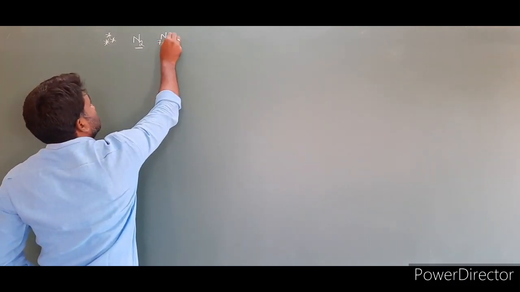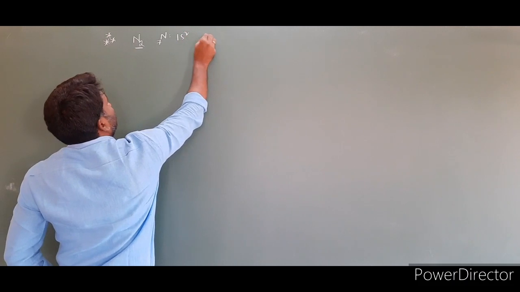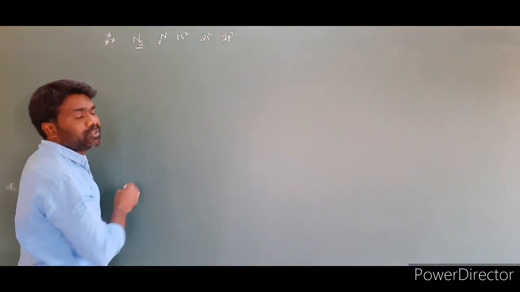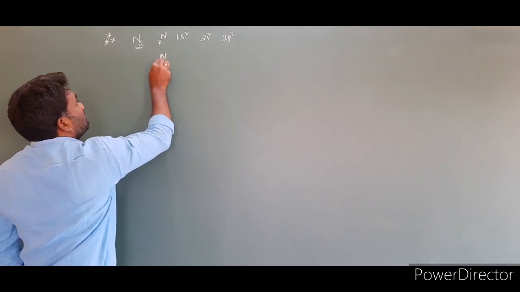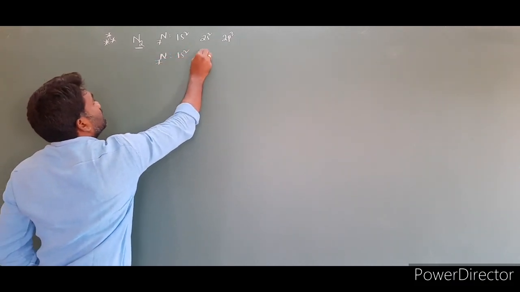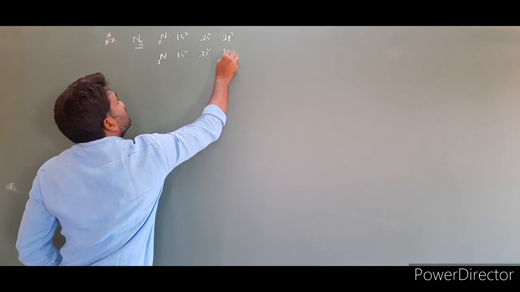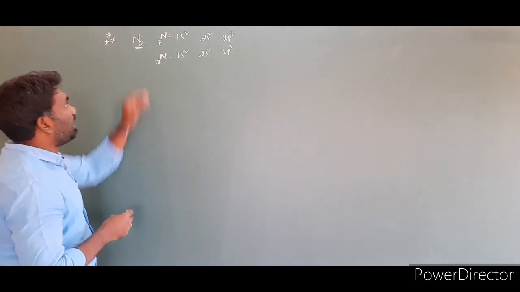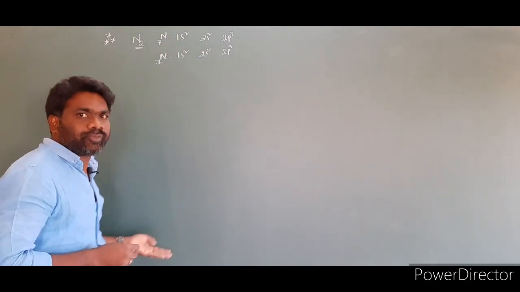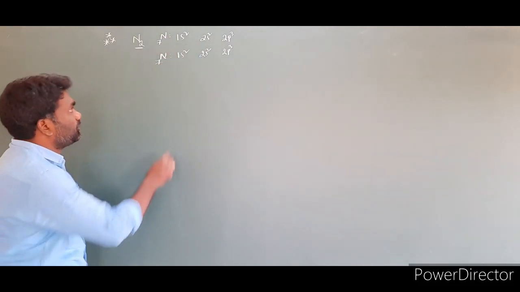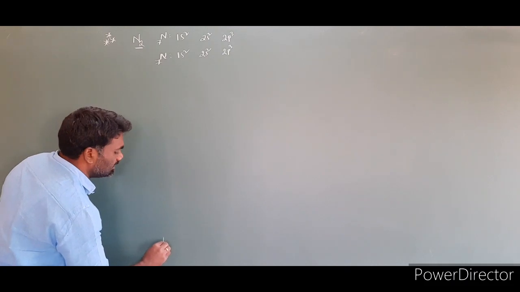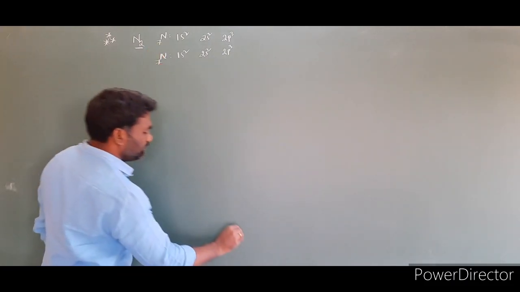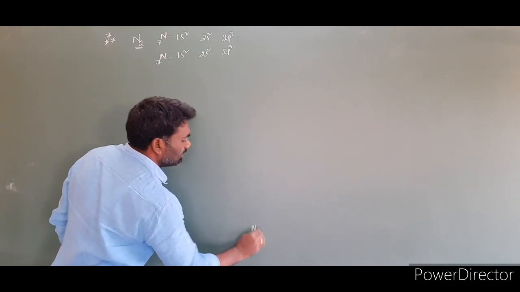Nitrogen has atomic number 7, and its electronic configuration is 1s2, 2s2, 2p3. There are two nitrogens, so for the second nitrogen we also write the same configuration: 1s2, 2s2, 2p3. Then we have to arrange these electronic configurations from bottom to top. I am taking one nitrogen here and another nitrogen here.